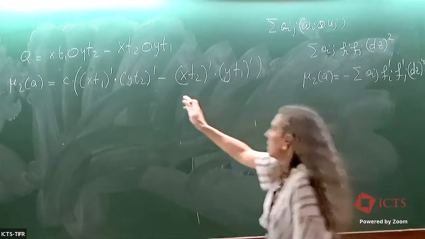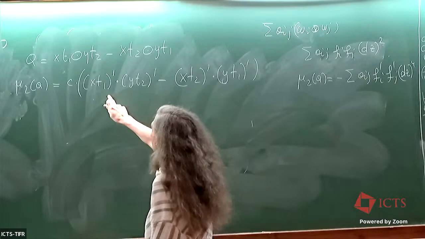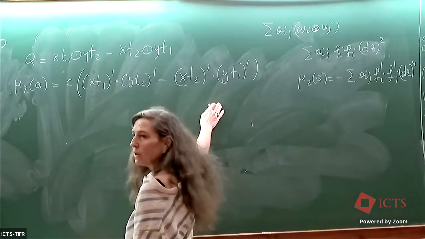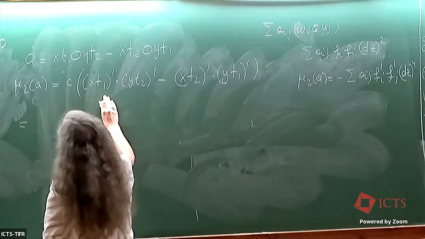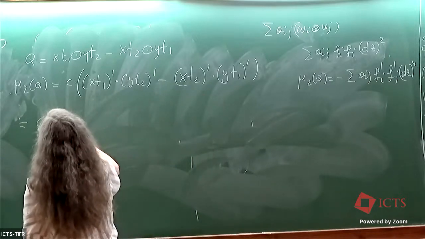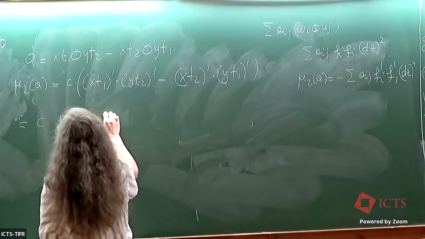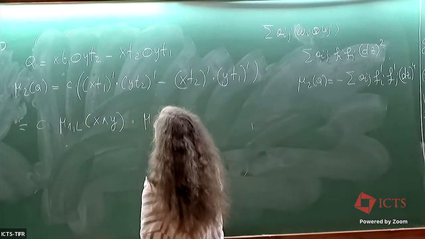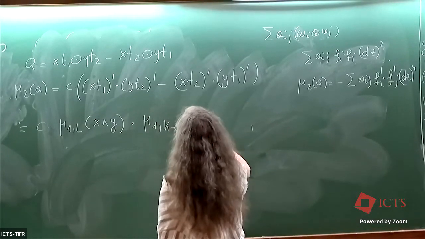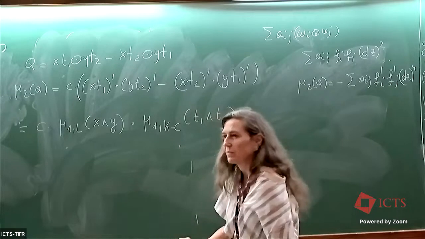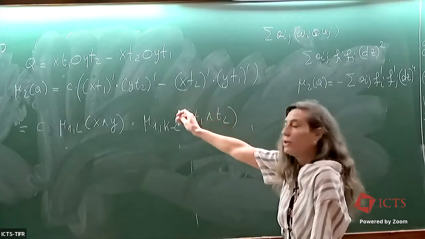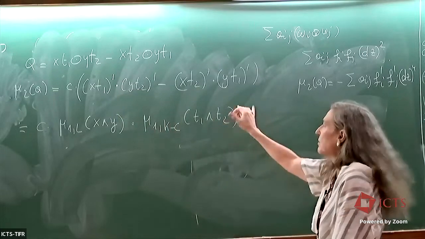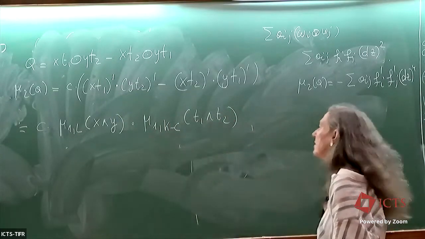Okay, now I'm cheating a bit, I'm a bit sloppy here, these are sections, you should take a representative. If one does this computation, one immediately finds that this is just, up to a constant, the first Gaussian map of X, Y times the first Gaussian map of T1 times T2. This is very easy. I don't make this computation, just take the derivatives of the product and simplify, and what you get is this.